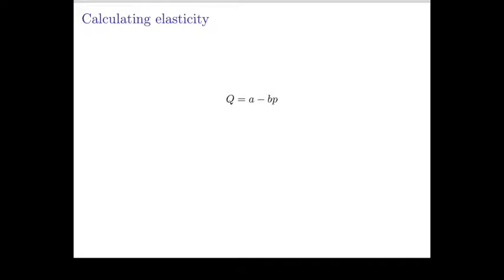So how do we calculate elasticity? Let's suppose we had this very simple linear demand function. The quantity demanded is some number A minus B times P. Well, the elasticity, remember, is the derivative of quantity with respect to price times price divided by quantity. So if we take the derivative of this with respect to price, A is a constant, and so we get the derivative of minus B times P, which is just minus B. So elasticity is minus B times P over Q.